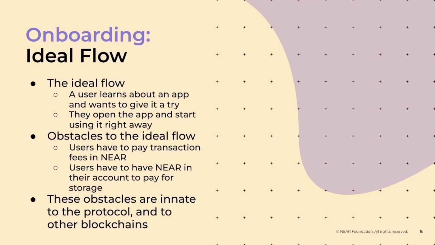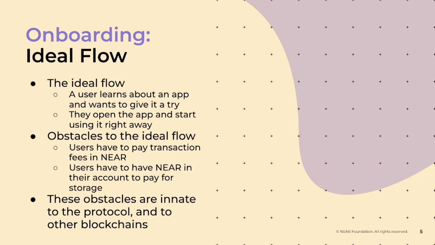So that sounds very simple, but why are we not able to do that in the Web3 space? At least in the context of Near, there are two main obstacles. One is that users have to pay for transaction fees in Near, and two is that users have to have Near in their account to pay for the storage. And those two things combined mean that a user cannot start interacting with some application that's built on top of Near without having any Near.